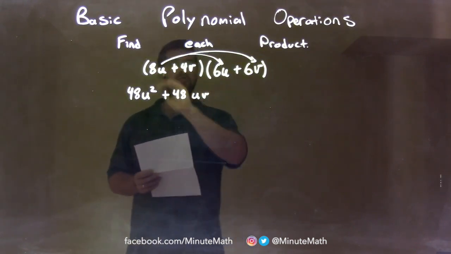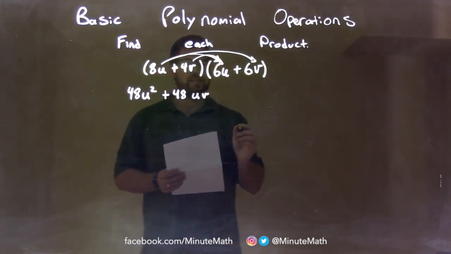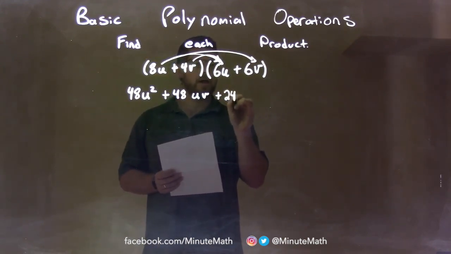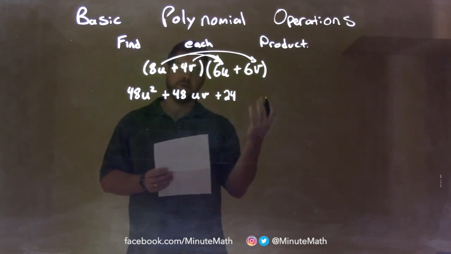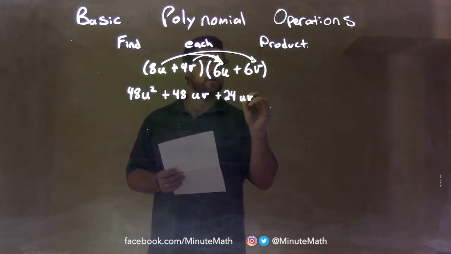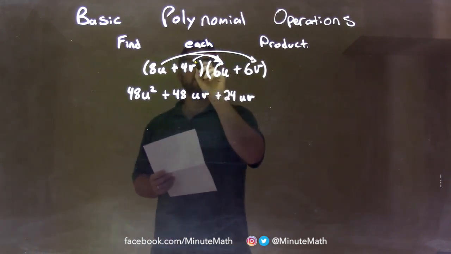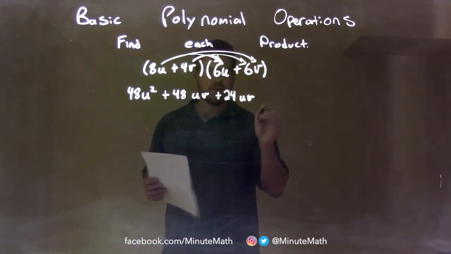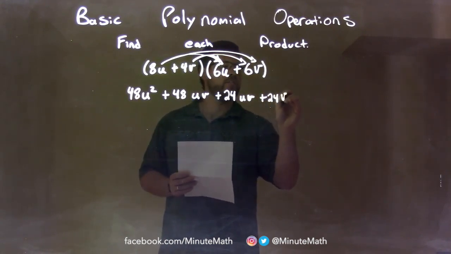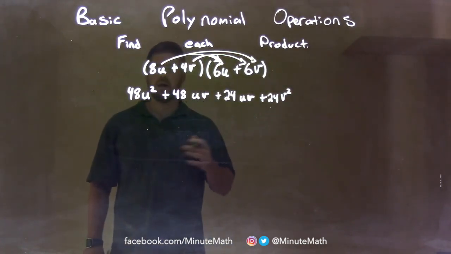Now I finished with the 8u, let's deal with the 4v. 4v times 6u, that's going to be a 24, and it's v times u. I'm going to put u times v, so it's the same order as the one we have written before. And then, lastly, we have 4v times a 6v, which again is a 24, but that is a v squared.